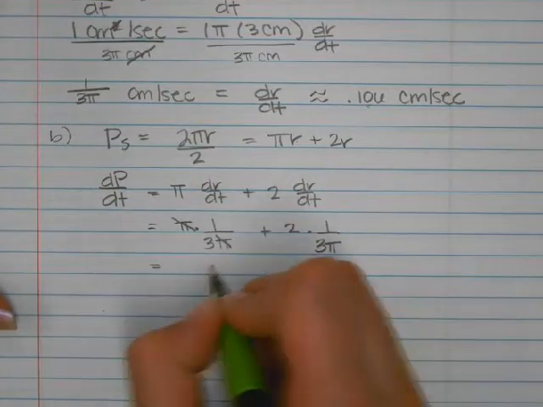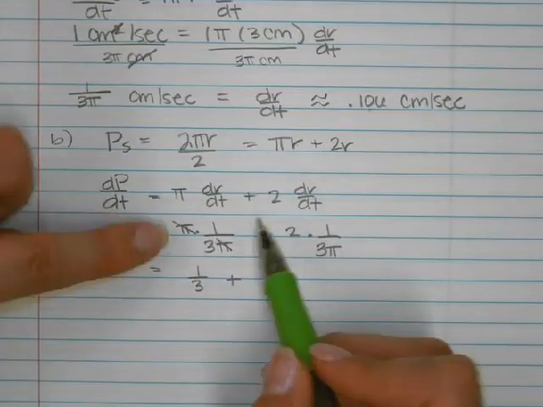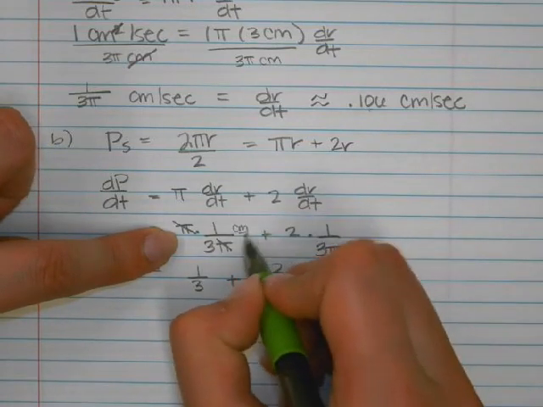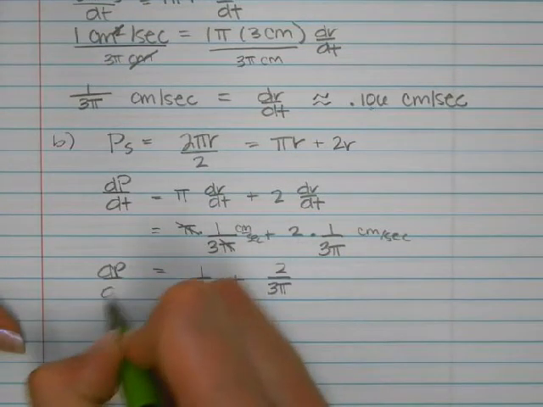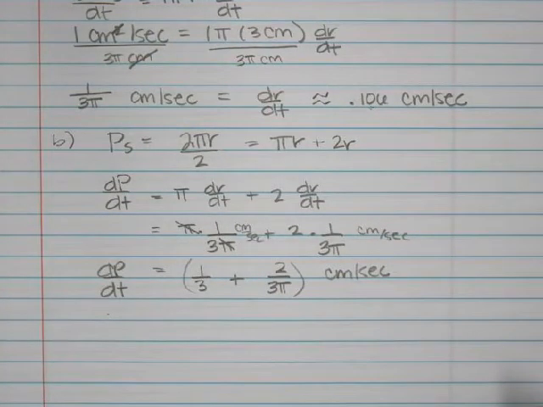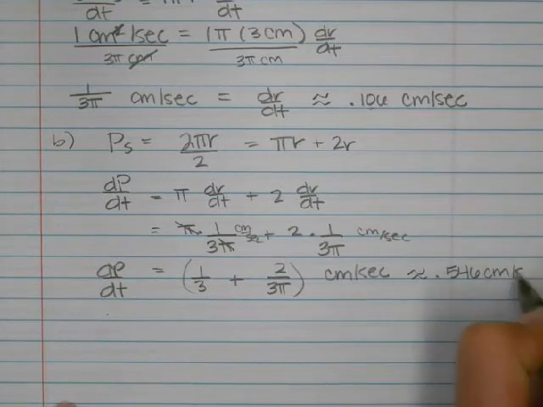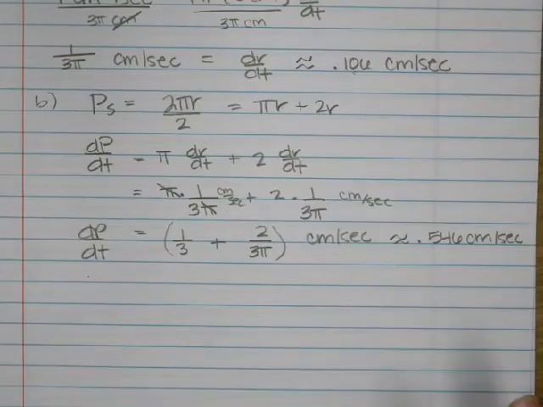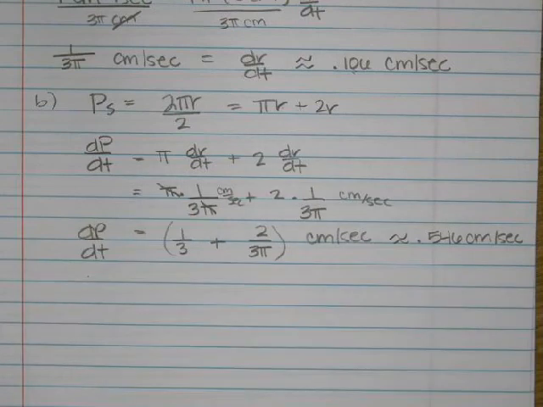So this is 1 over 3 plus 2 over 3 pi. Our units on this, dr dt is centimeters per second and centimeters per second, and so our answer is this, centimeters per second. And you can go ahead and plug that into your calculator to see what you get. And you end up getting 0.546 centimeters per second. And so this is 2 points again, 1 point for the answer, and both answers would be fine, and 1 point for your dp dt.